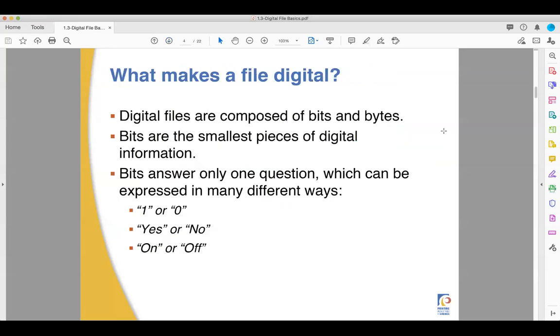So what makes a file digital? If it's based out of digital information. What is digital information? Why, I'm so glad you asked. Digital information is a series of binary numbers, ones or zeros, and every single bit, a bit is a single piece of digital information. A bit is a single light switch.